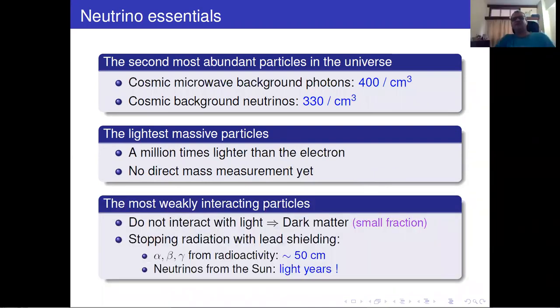Next important thing is that they are the most weakly interacting particles that we know. Everything else that we have, electrons, neutrons, protons, or other particles, undergo strong, weak, and electromagnetic interactions. Neutrinos are the only ones in the standard model that undergo only weak interactions, no strong, no electromagnetic. So basically, that means they are only weakly interacting. They don't interact with light, and therefore, by definition, they form dark matter, as we just said, although it's a very, very small fraction, much less than a percent.